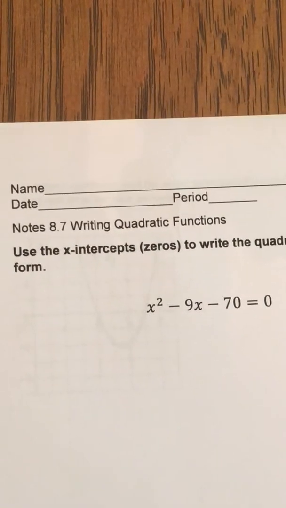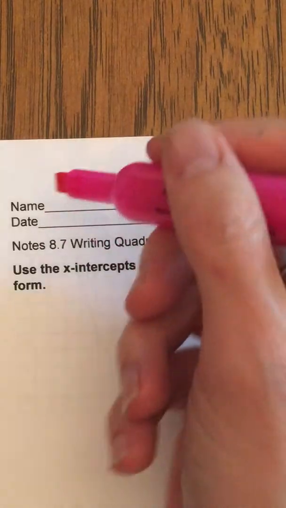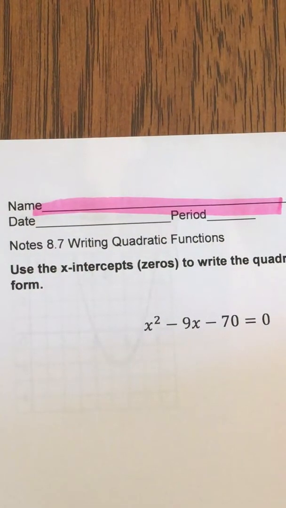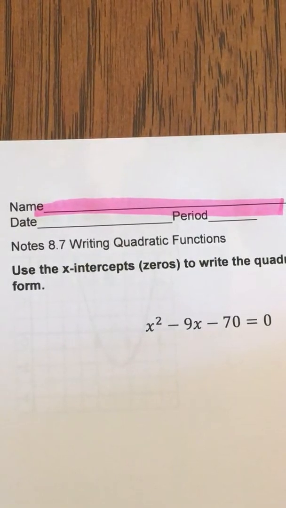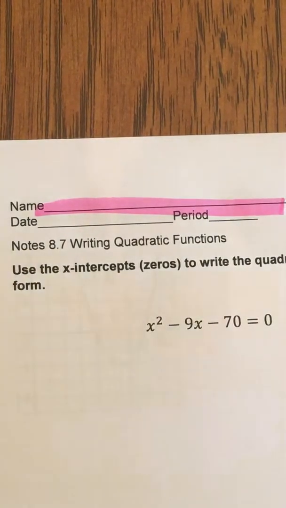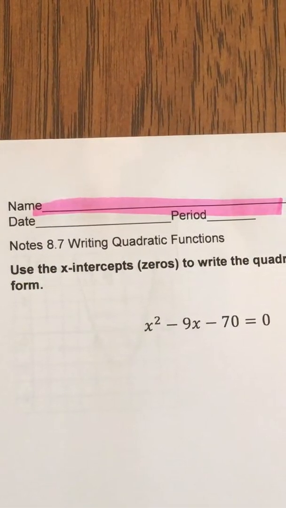Today we're going to be working on lesson 8.7. We're going to write quadratic functions from x-intercepts. So let's put your name up at the top of your paper, so you have no orphaned papers.